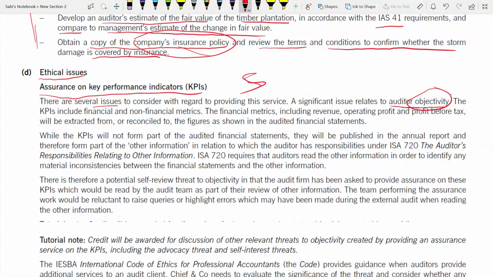How? The KPIs include both financial and non-financial metrics, right? The financial metrics include revenue, operating profit, and profit before tax.